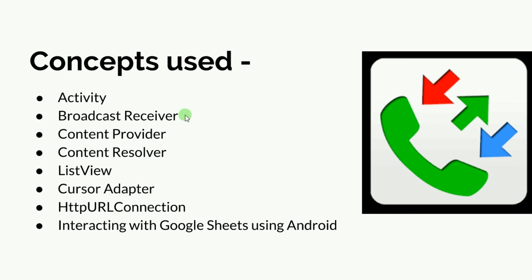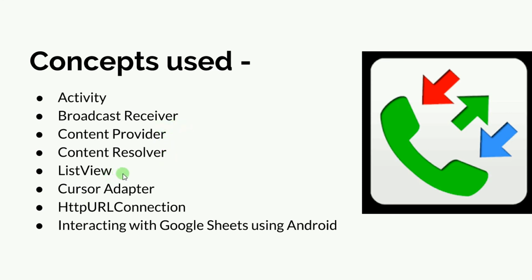Second one is broadcast receiver. How can you use a broadcast receiver to respond to an action, and how can you utilize these broadcast receivers to operate as and when required? Content provider and content resolver, these two things go hand in hand. These two are used to get details from the call logs within the Android phone, and they are used to display them on a list.